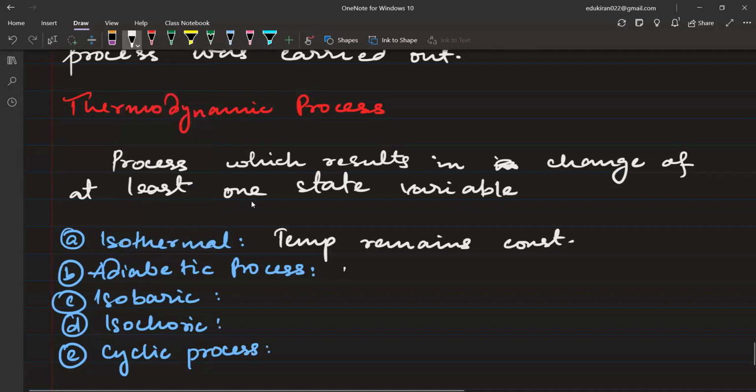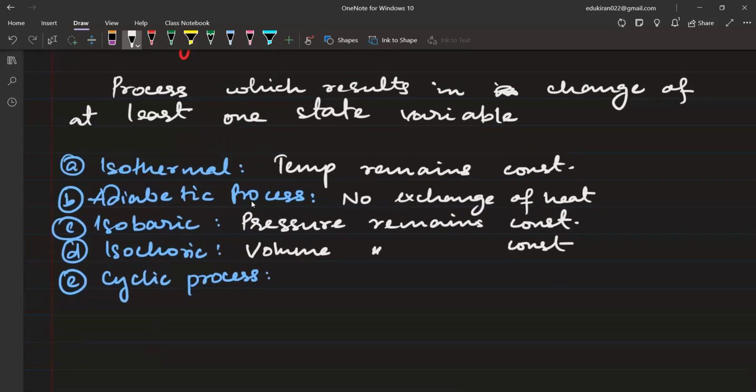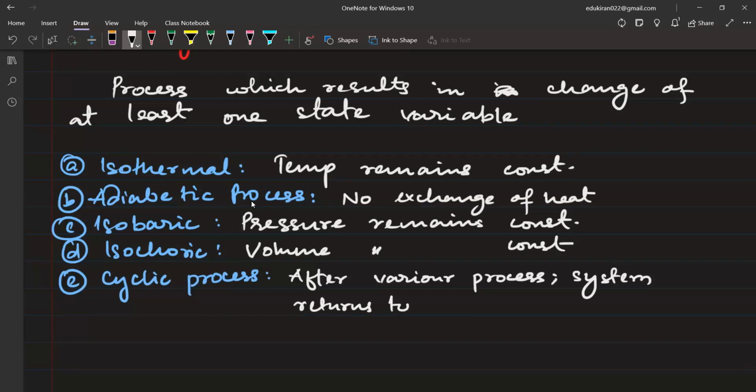Adiabatic: no exchange of heat. In an isobaric process, the pressure is the same; pressure remains constant. In an isochoric process, the volume will remain the same; volume remains constant. Cyclic process: after various processes, the system returns to its initial state. That is cyclic.